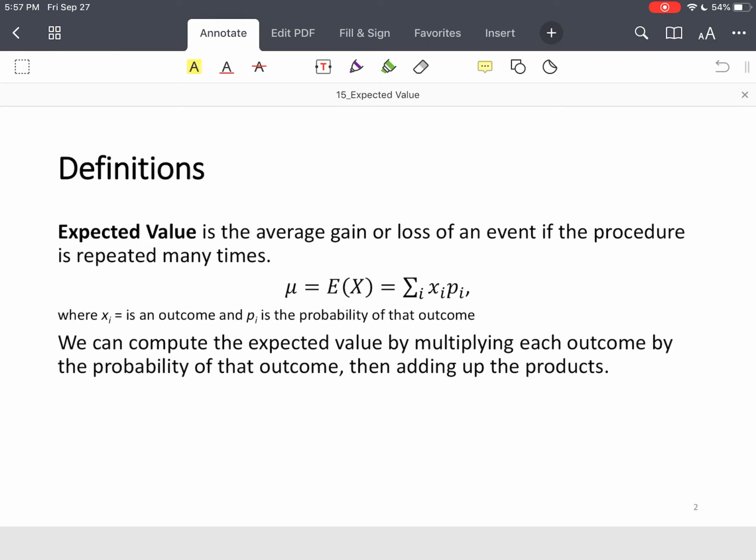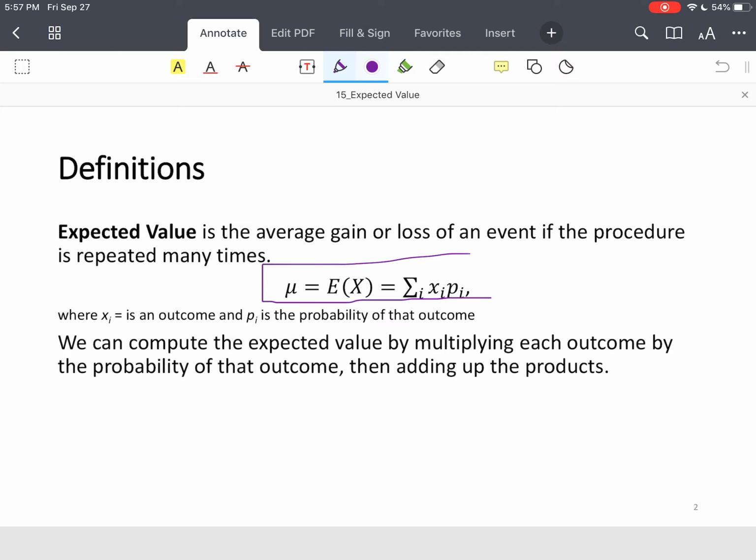So, don't let this formula where it says mu... Remember, we're talking about population. That's typically what you use Greek letters for. Mu equals E of X. And then you've got this symbol that looks like an E. That's a capital Greek letter called sigma, which signifies summation.